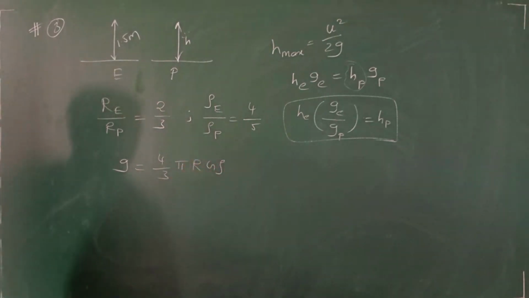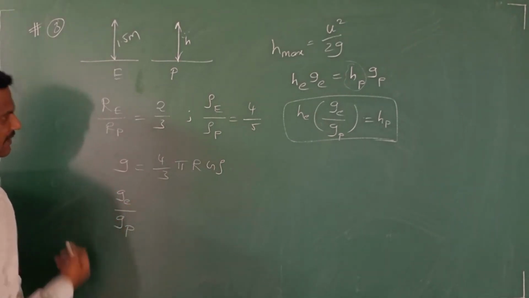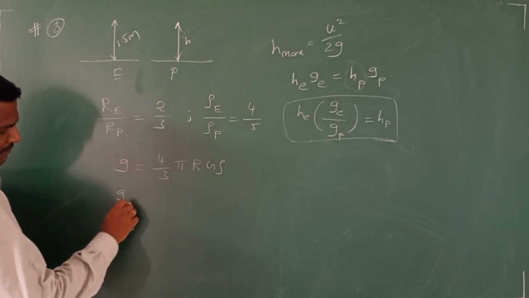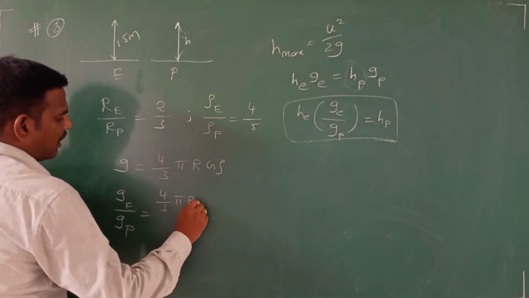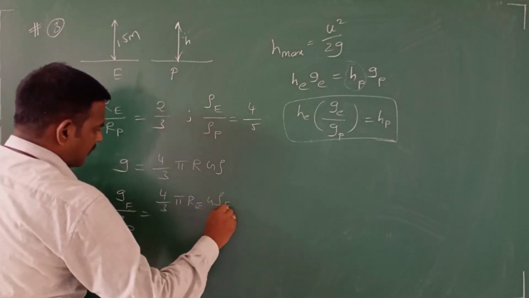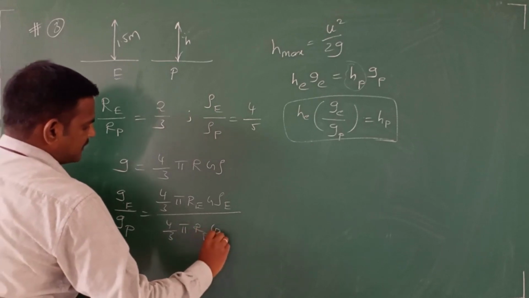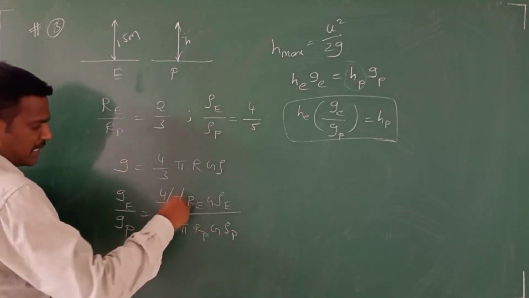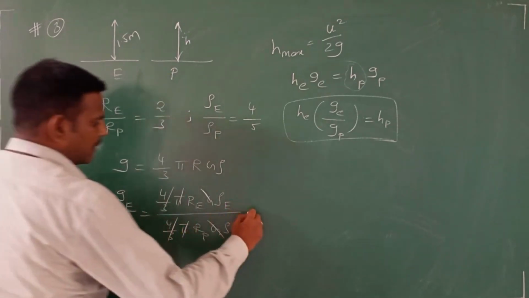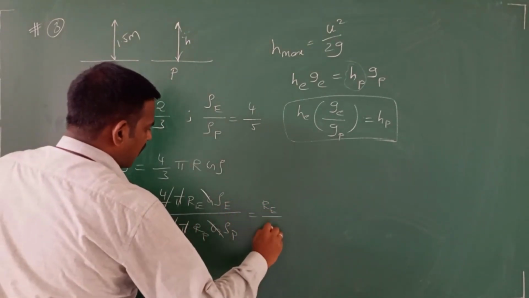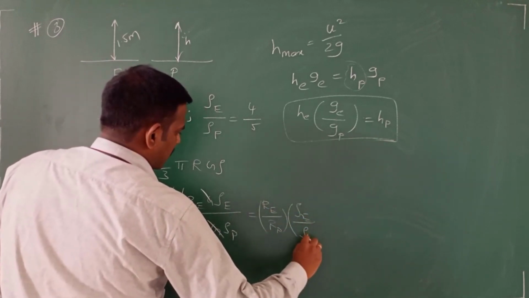4/3 π r g ρ. Now for the earth and for the planet, let me write it differently. What we will get is (4/3 π r_e g ρ_e) divided by (4/3 π r_p g ρ_p). Now 4/3 π and g cancel out. What we will get is the ratio of r_e to r_p multiplied by the ratio of ρ_e to ρ_p.